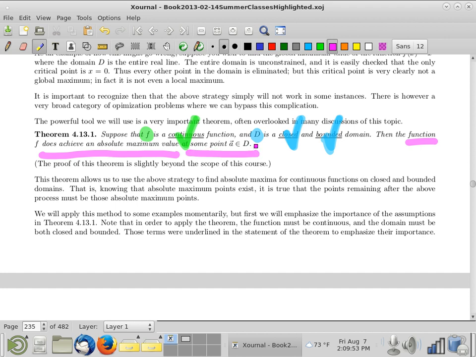That absolute maximum value point is there. So under these conditions, continuous, closed, and bounded, it's perfectly fine to take this process that we've described and use that to find your maximum value point. We know it's in there somewhere. It's got to be a critical point on whichever subdomain it is. Find all the critical points, compare the values. Whichever one is the biggest has to be the absolute maximum value.